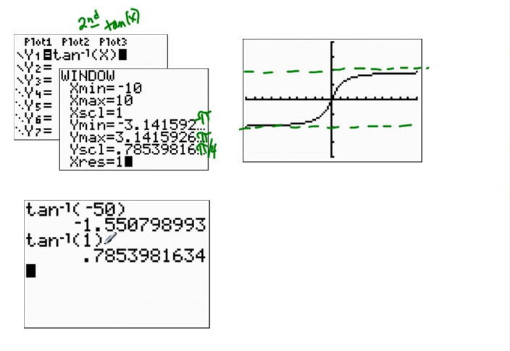Okay. And you can play around with inputting these. Tan inverse of -50 is -1.55. Tan inverse of 1 is 0.7853. Continuing on. So that shows you here our domain can really be anything with that example of -50 I put in there. Now remember what the range is. Those are angles in radians.